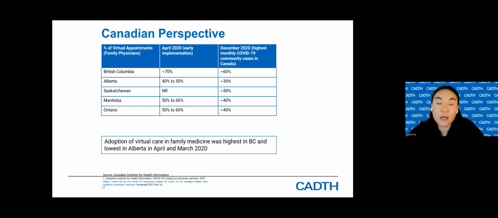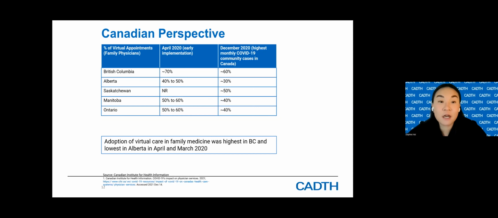So just to provide a Canadian perspective, this slide highlights data from the Canadian Institute for Health Information, and this is data based on the period from March 2020 to March 2021. As you can see here, the use of virtual care in family medicine was lower in December of 2020. And at this point, this is when COVID-19 monthly community cases were highest in Canada compared to April of 2020 during early or initial stages of virtual care implementation.